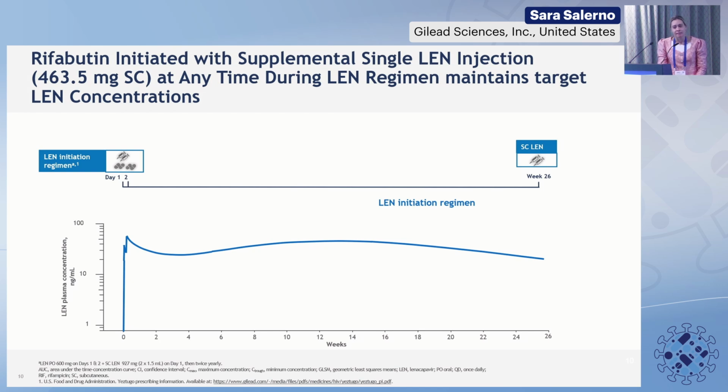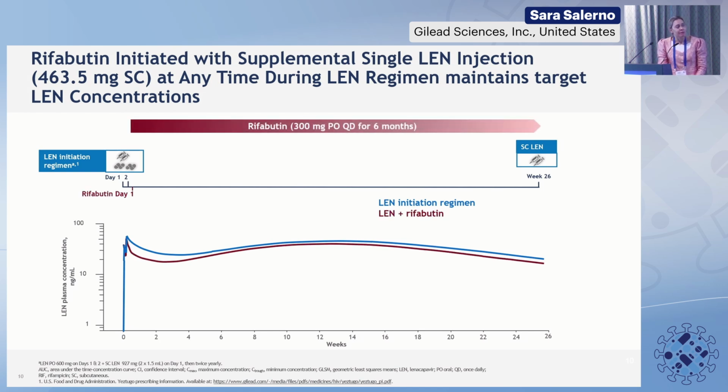So here again is the LEN initiation regimen alone. Now, if we were to co-administer LEN plus rifabutin in red, you can see we do have lower LEN concentrations, but the magnitude of this interaction is much lower than what we observe for the simulations with LEN plus rifampicin. This is again because rifabutin is only a moderate CYP3A4 inducer.